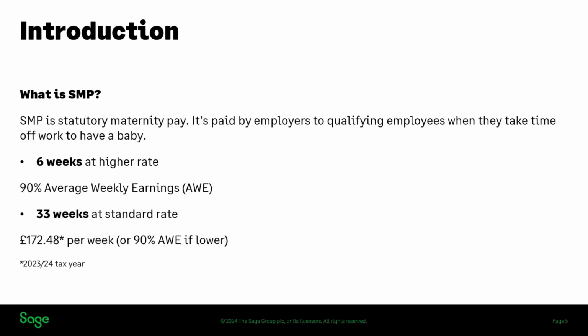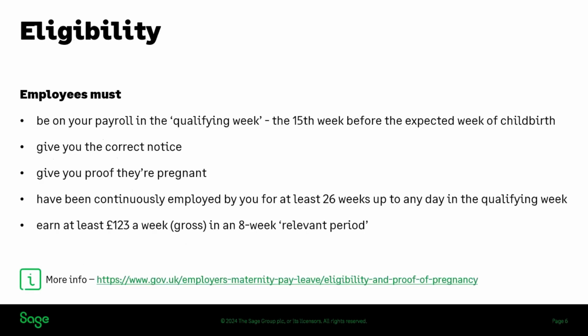So what does an employee need to do to qualify? Well, to be eligible for SMP, the employee must be on your payroll in the qualifying week. The qualifying week is 15 weeks before the expected week of childbirth. They need to give you the correct notice and give you proof that they're pregnant.